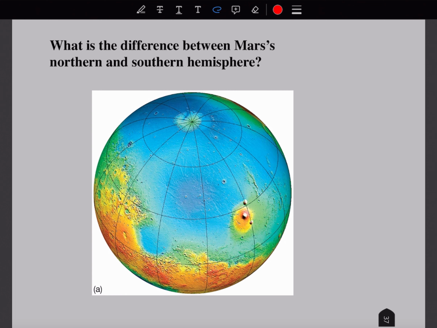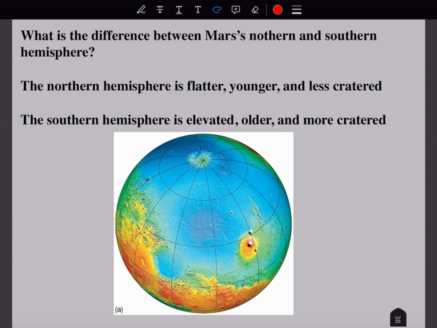So now, what is the difference between Mars's northern hemisphere and the southern hemisphere? And you can look at the picture to see the difference. Just like on the moon, you have regions that are flat, which represent frozen lava lakes. On Mars, these occur in the northern hemisphere, so they're flat, less cratered, younger frozen lava lakes. And in the southern hemisphere, you have more craters, so these represent older regions that are elevated.